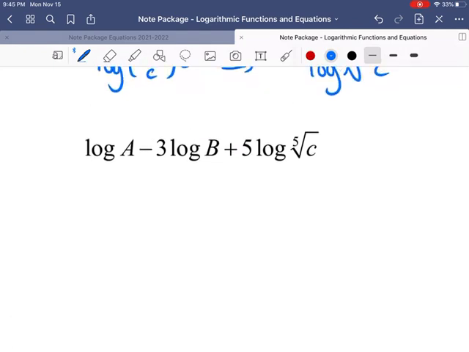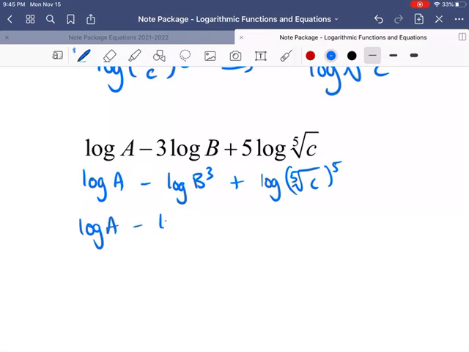All right, and what do we got going on here? So we've got log A. Now let's just change the form here. So log A minus log B cubed plus log root C with an exponent 5. Well, those exponents are going to cancel each other out. So we end up with log A minus log B cubed plus just log C. So we get log AC divided by B cubed.